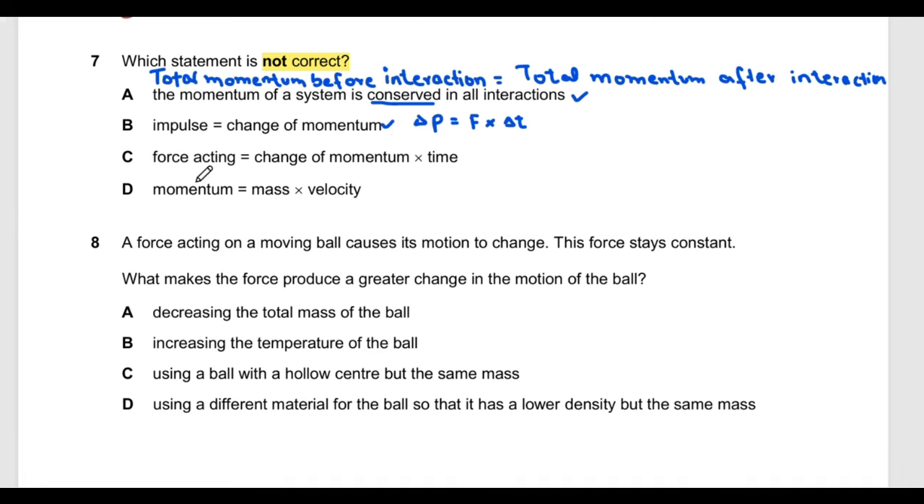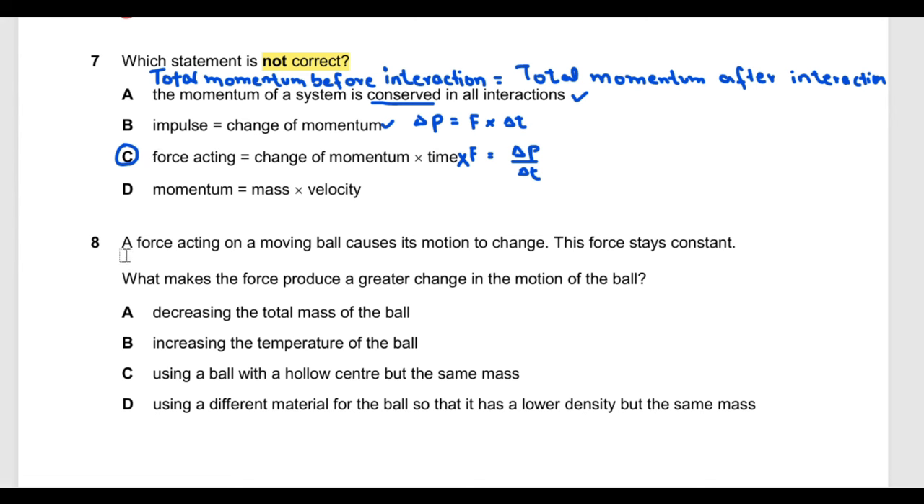Now C says force acting is equal to change in momentum multiplied by time. If we rearrange the above equation for force, it would be change in momentum divided by time of interaction. It is not multiplied by the time, it's divided by the time. So C is not correct.